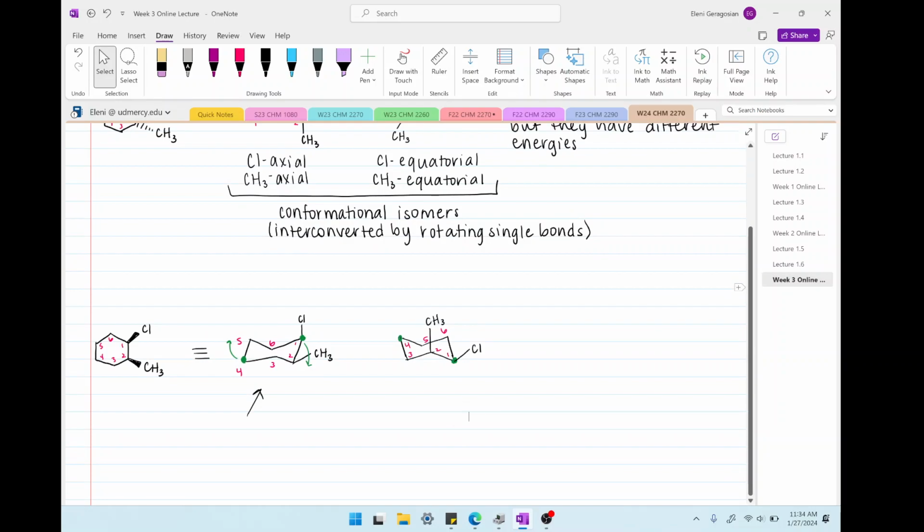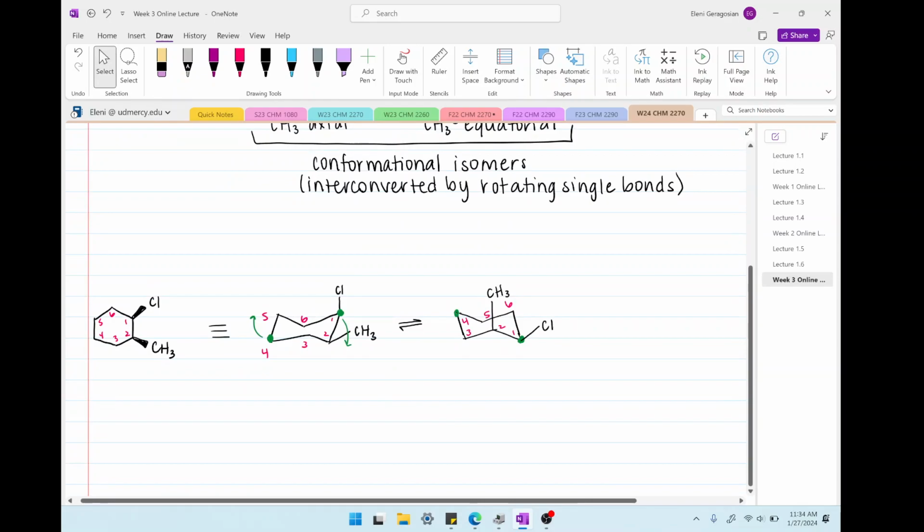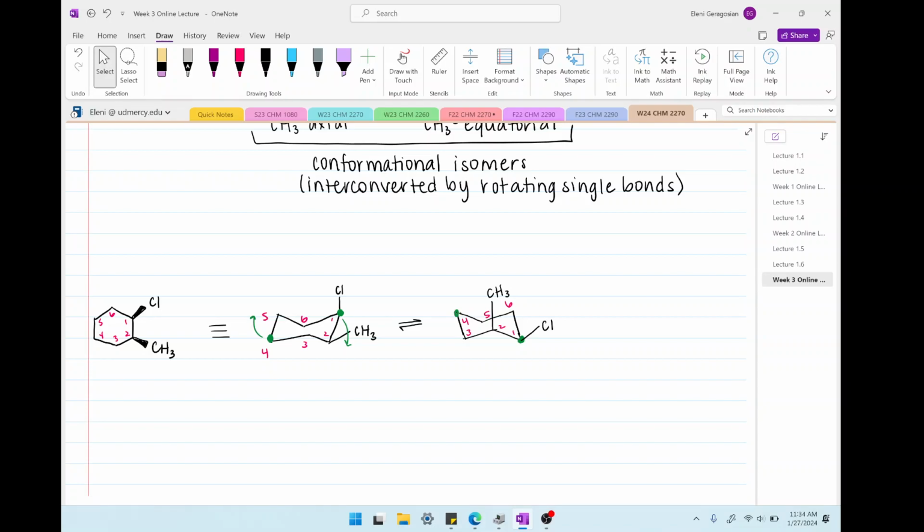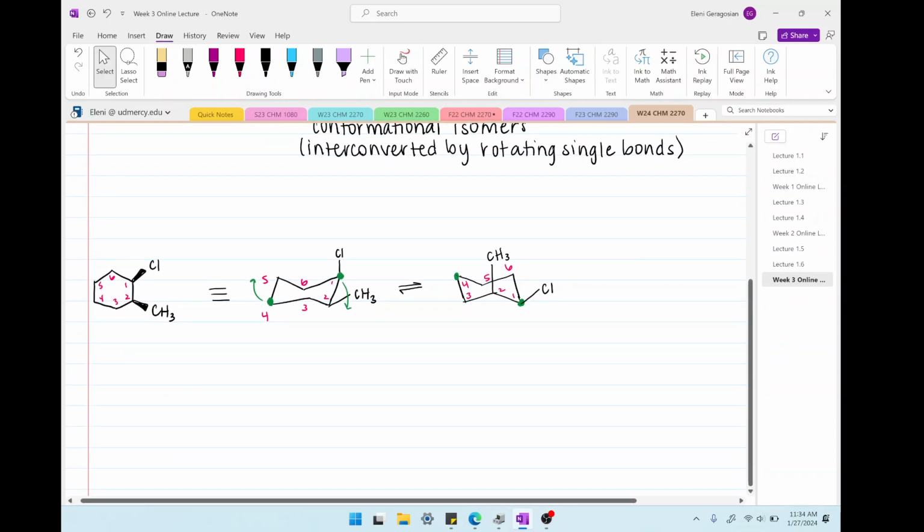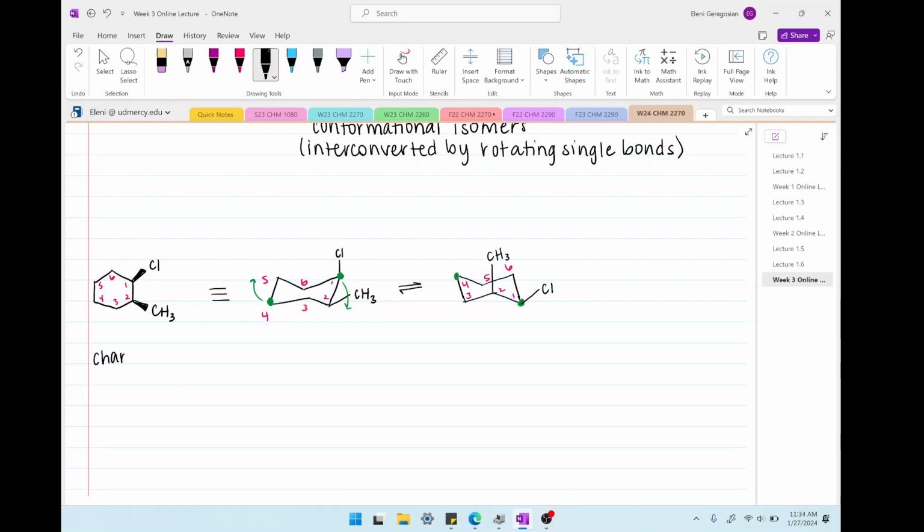All right, so again, these are conformational isomers. They're interconverted. We can use an equilibrium arrow here to show that these two molecules are in equilibrium with each other, the two conformations, interconverted by bond twisting. So there are two examples. Let's put some more explanation and words to what's going on here.